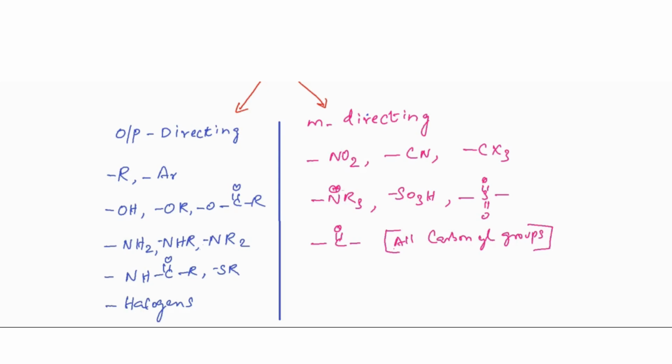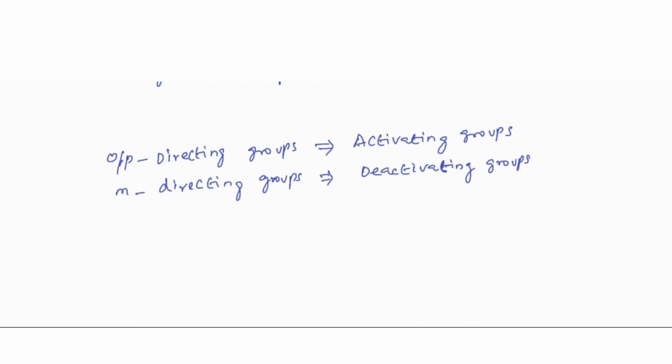We will discuss why these groups are ortho para directing and why these groups are meta directing in forthcoming classes. Now, how will these groups decide the incoming electrophile's position? The electrophile will be substituted according to the director: ortho para director means ortho and para positions, meta director means meta position. Let me see some examples.